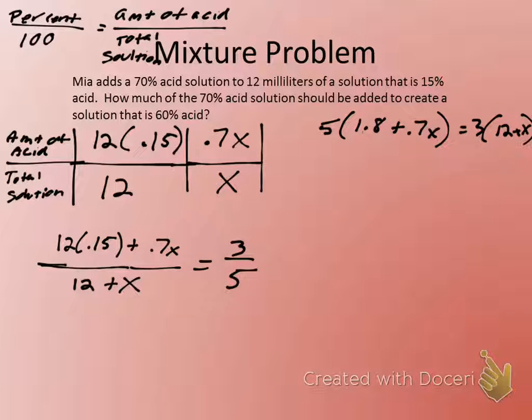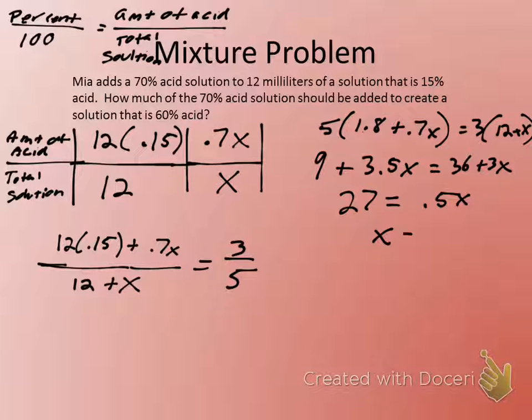Okay, so then you go ahead and distribute. So 5 times a 1.8 gives you 9. 5 times 0.7 gives you 3.5x equals 36 plus 3x. And then from there it's just your normal linear equation. So 27 equals 0.5x. Divide both sides by 0.5, x equals 54 milliliters. So you would need 54 milliliters of the 70% acid solution to get the balance to work out correctly.